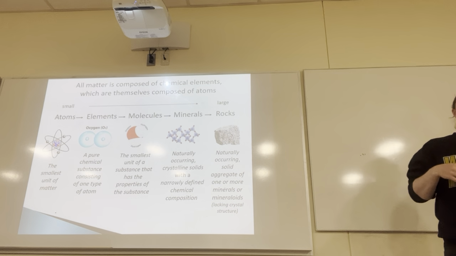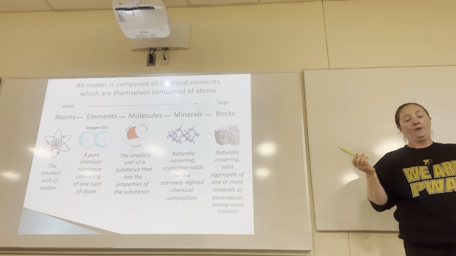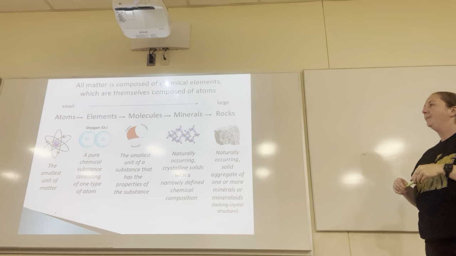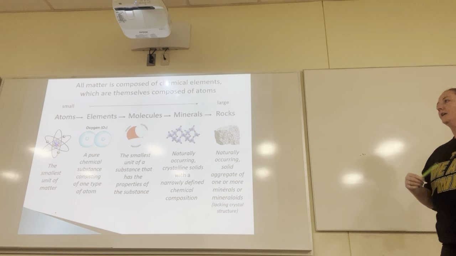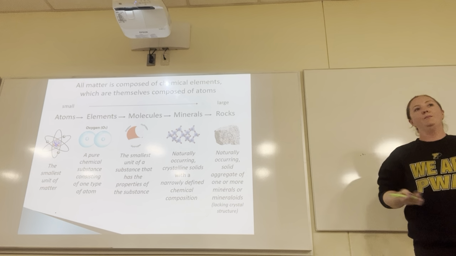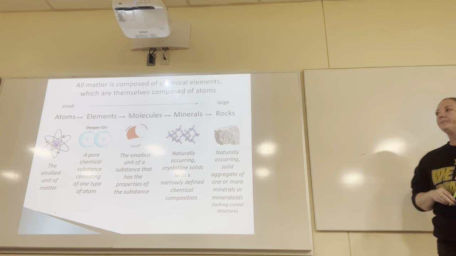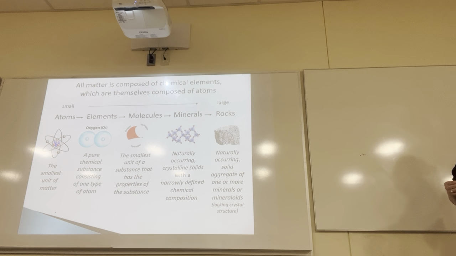If you look at the periodic table, you're going to see all the known elements listed there. Some are metallic, some are non-metallic, some have special properties. Some of them are minerals, some of them aren't. The smallest unit of a substance that has the properties of the substance would be our molecules, or rather that could be a combination of atoms.